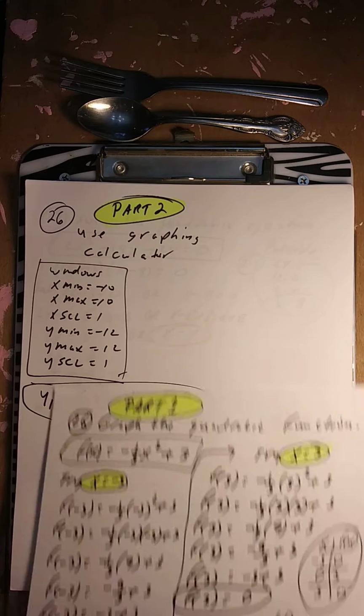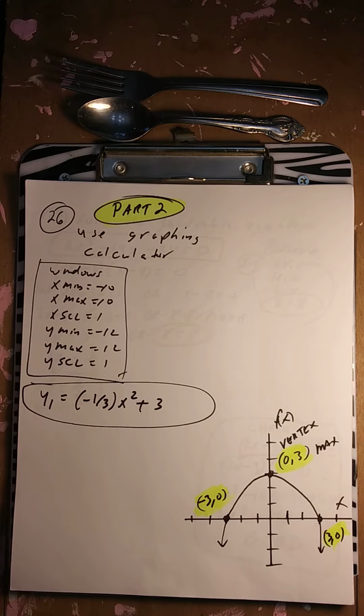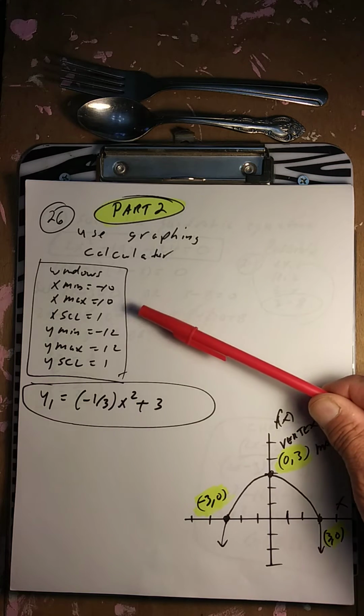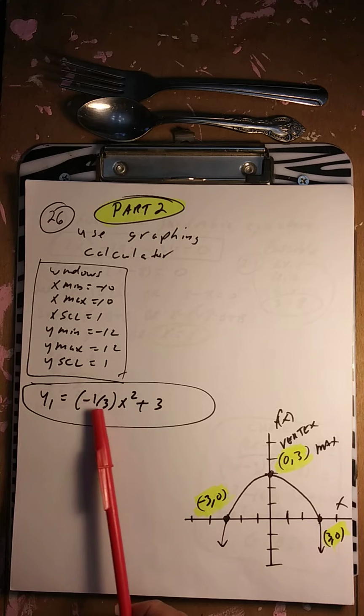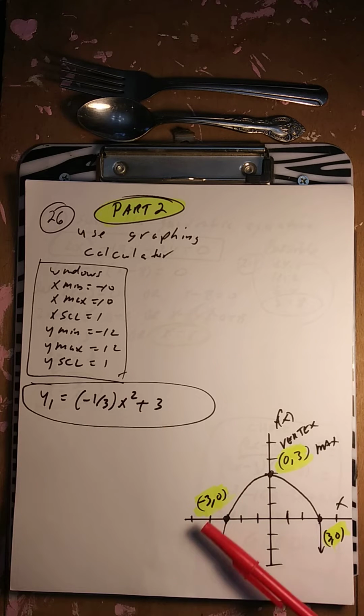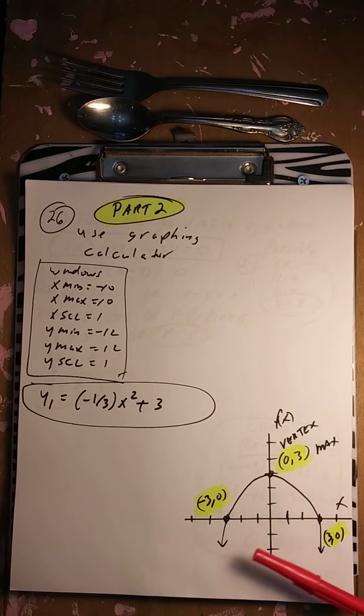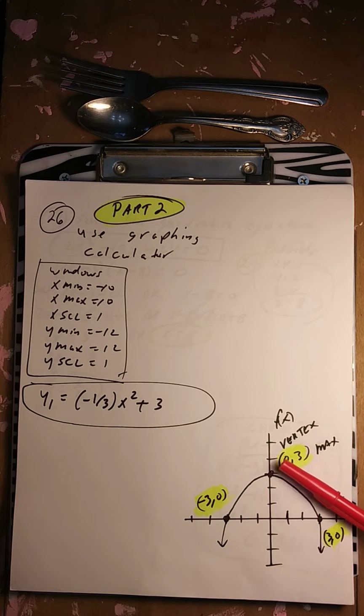Or use a graphing calculator. You set up the window, put the function exactly like this. Make sure you put parentheses around this 1/3 right here, x squared plus 3, and it'll come out just like that. Same thing. With the x-intercepts, the y-intercept, and the vertex max right there.